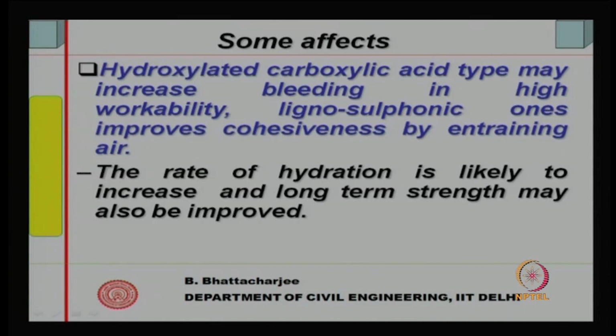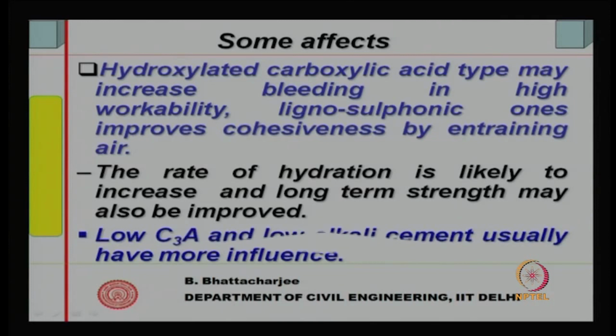Rate of hydration is obviously likely to increase, and long term strength also may be improved. Low C3A, low alkali cement usually have more influence. All right. So, C3A should be low, because as we have seen in many cases, alkalis and C3A can interfere with the superplasticizer's action, and thus it is better that you have low C3A and low alkali cement.